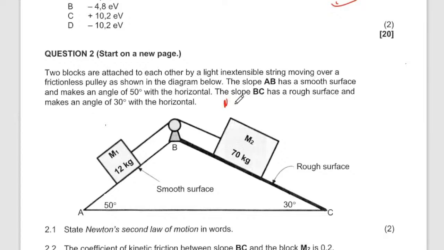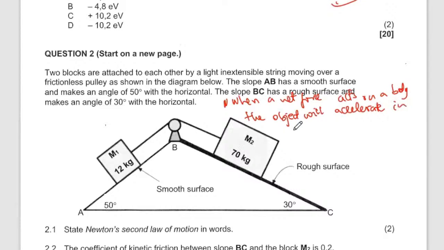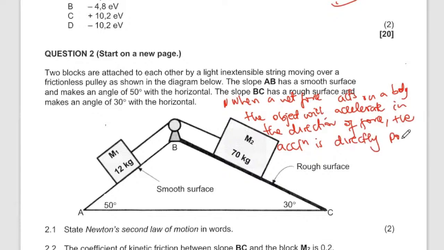So we say that when a net force acts on a body, or acts on an object, the object will accelerate in the direction of the force, and this acceleration is directly proportional to the force and inversely proportional to the mass. Just as simple as that.